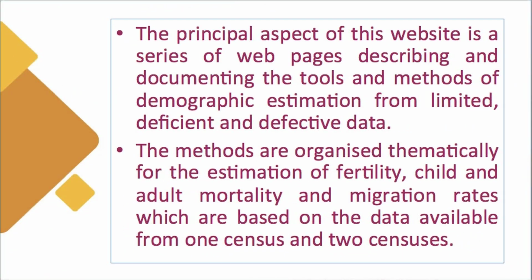The principal aspect of this website is a series of web pages describing and documenting the tools and methods of demographic estimation from limited, deficient, and defective data. The methods are organized thematically for the estimation of fertility, child and adult mortality and migration rates, which are based on the data available from one census and the two census, that is double census.